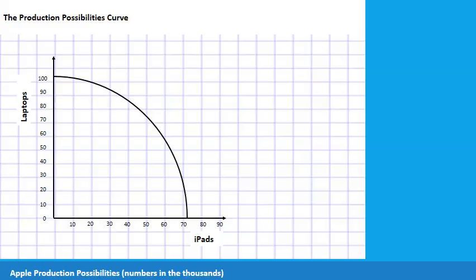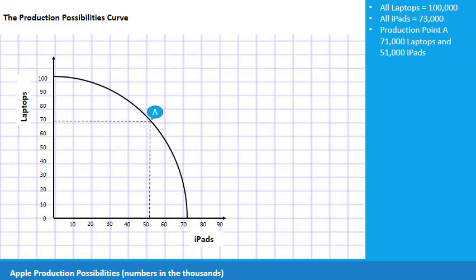Okay, so here we have our model curve, and we're looking at laptops and iPads again. This is what we looked at in Unit 1. So what we're saying is Apple production possibilities, and our numbers here are in the thousands. So what that would mean is if Apple produced only laptops, they'd be at 100,000. If they only produced iPads, they'd be about 73,000. Of course, Apple's not going to produce just one. We know they're going to produce a combination. So we're going to say point A is our combination point. So at point A, Apple's going to produce 71,000 laptops, 51,000 iPads.